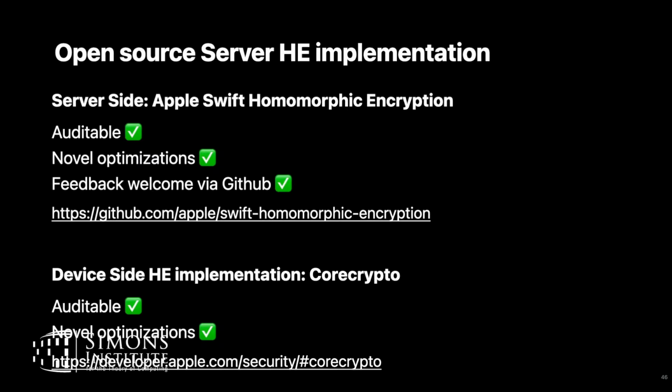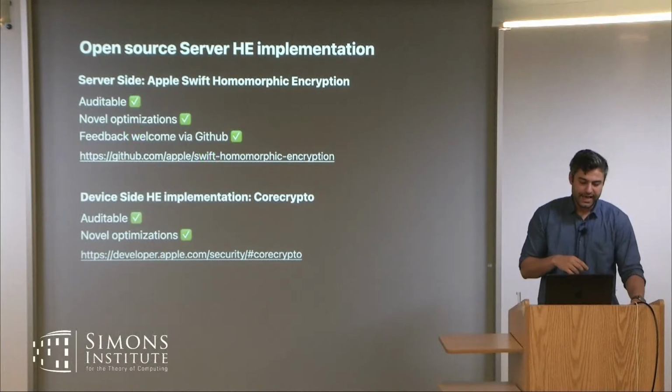All of this is out there. You can take a look at our work. We released a Swift package that is essentially the HE scheme that we use. And so it's auditable. It has all these optimizations I talked about. And we've seen a lot of feedback as well, because like I said, there are third-party apps that have also built these HE servers for certain applications. And so please have a look. The device-side crypto lives inside CoreCrypto, which is, again, auditable and is available at developer.apple.com.